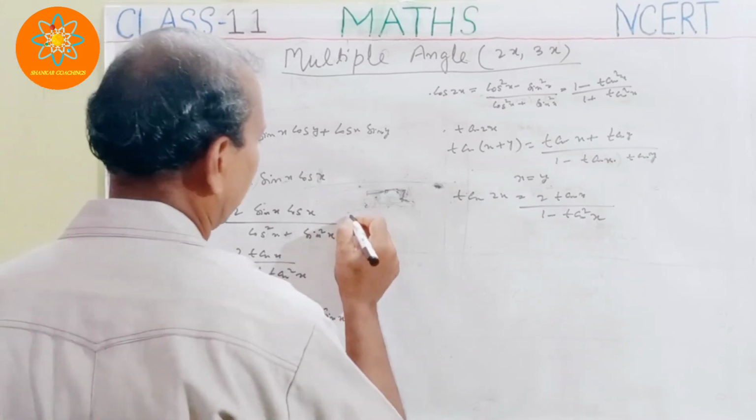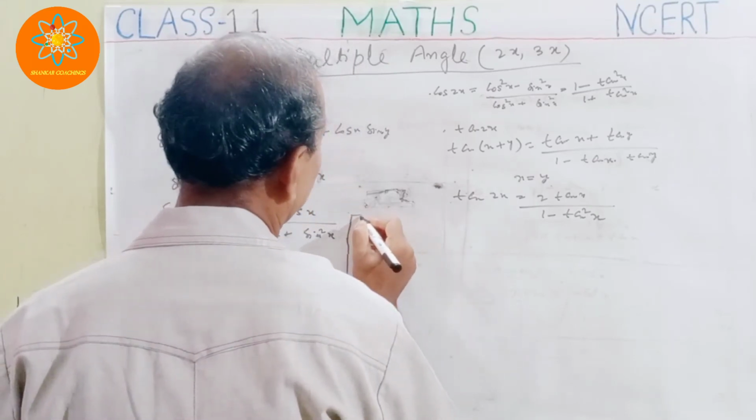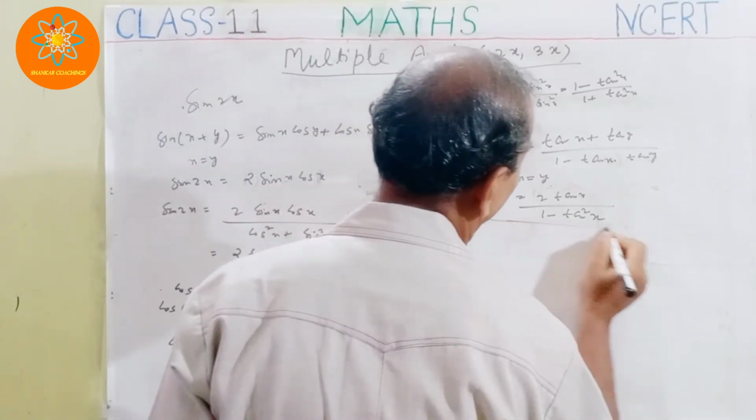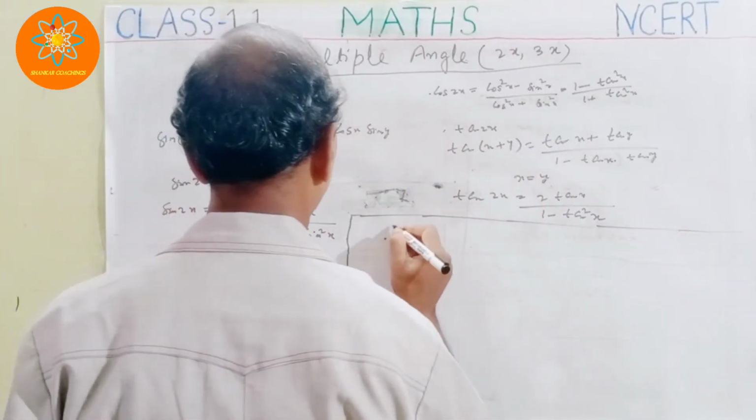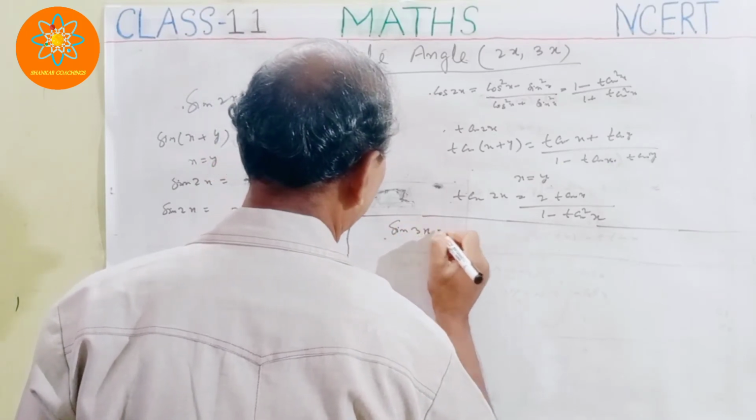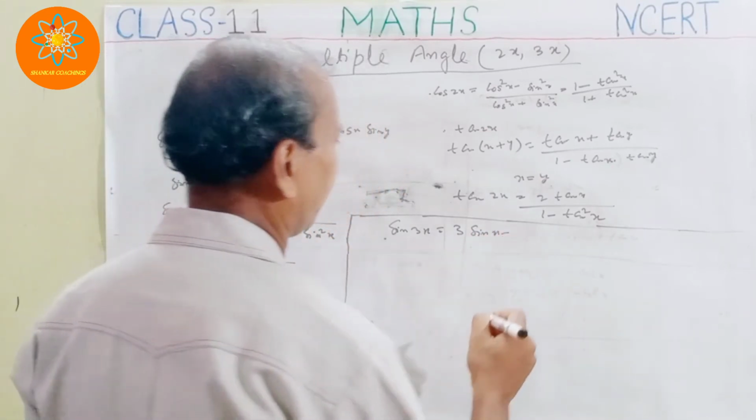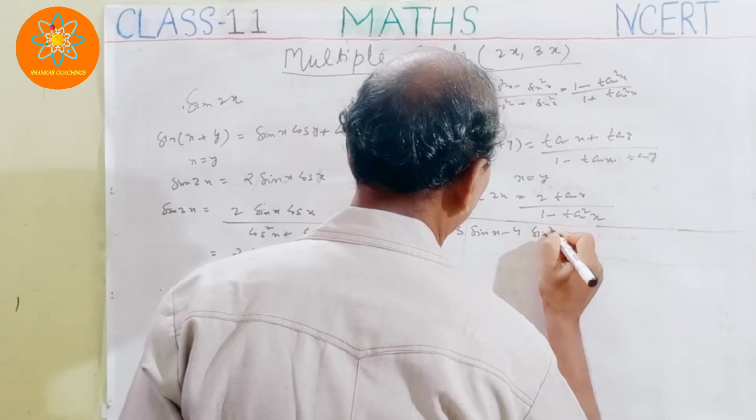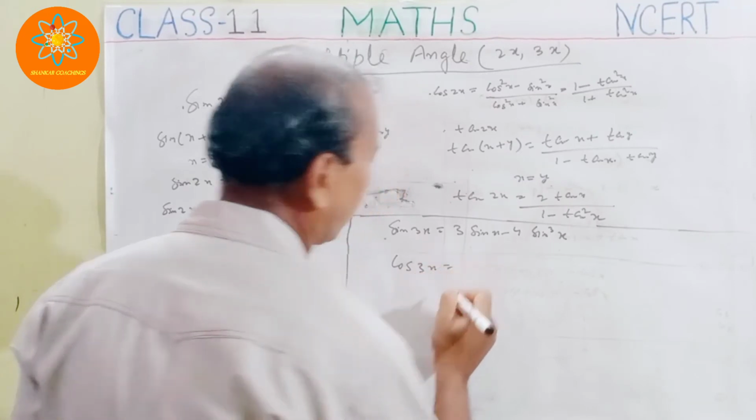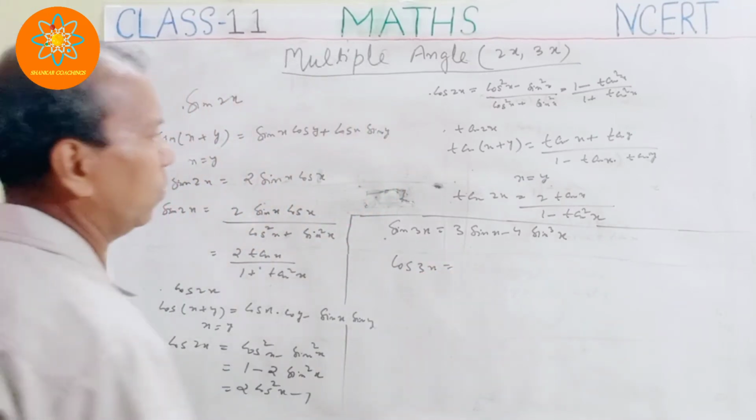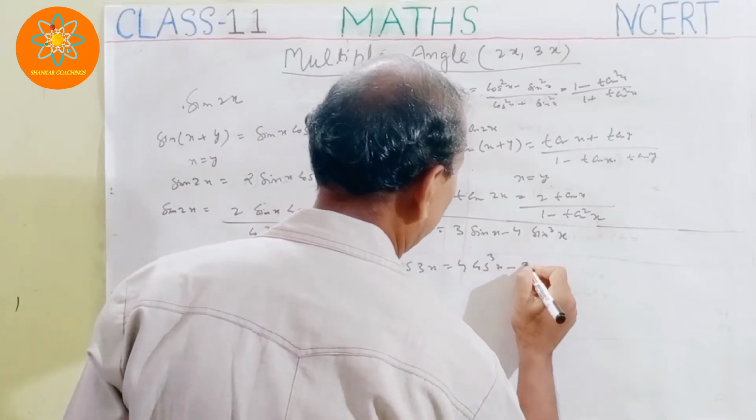Now the next is sin 3x, cos 3x and tan 3x. So what is the value of sin 3x? The sin 3x is equal to 3 sin x minus 4 sin cube x. And what about the cos of 3x? Cos of 3x is equal to 4 cos cube x minus 3 cos x.